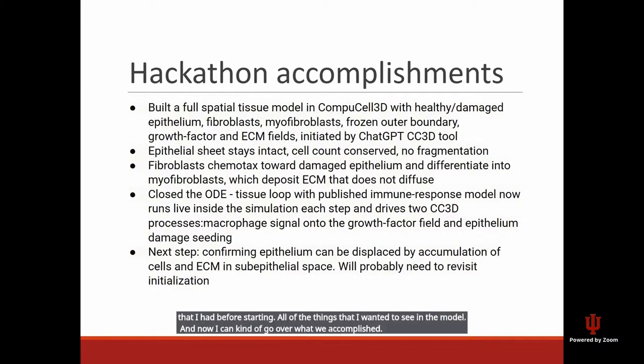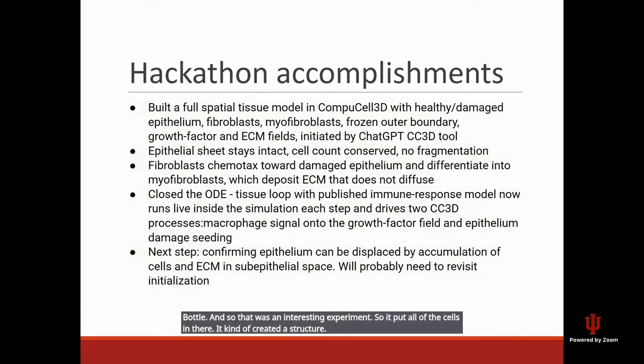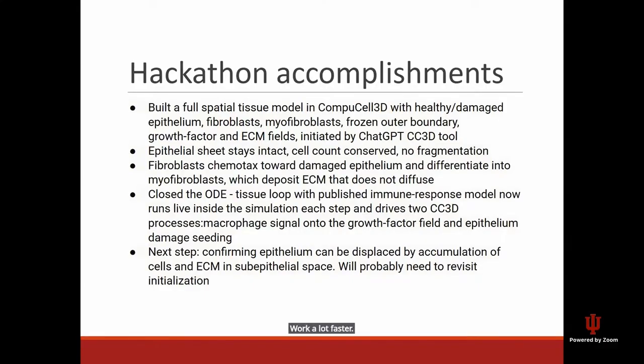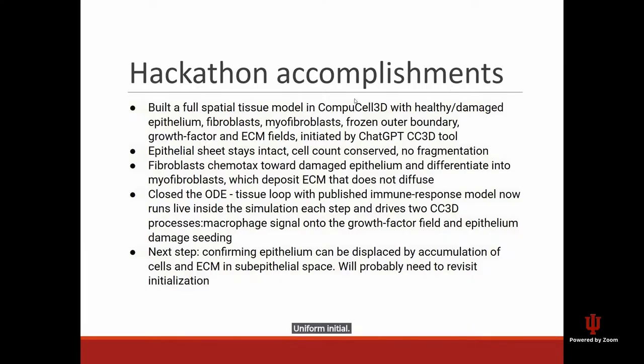So Christian tried out the ChatGPT CompuCell3D tool to just get an initial model, and that was an interesting experiment. It put all of the cells in there and created a structure. It was all done very differently than I would have done, so it was kind of hard to interpret, but it did work a lot faster. There was some time spent in trying to understand what it had done, but it probably would have taken me much longer to use the uniform initializer and XML and so on and so forth. So that was an interesting experiment.